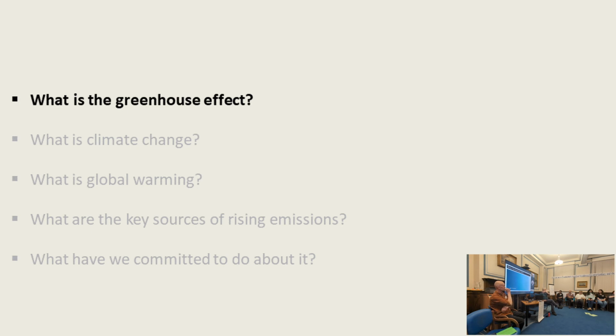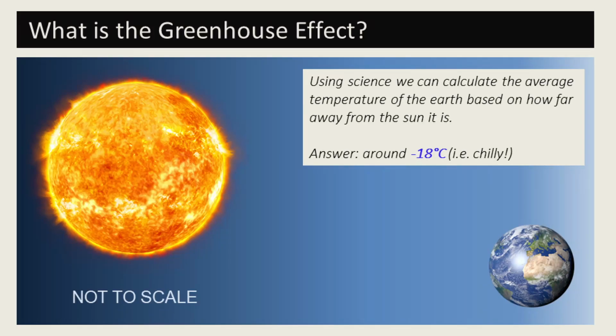So this diagram, if you can see it, is not to scale. Here we have the sun, and here we have the earth where we all live. What we know, just from using basic physics we learned at school, is how far the earth is from the sun, and we can therefore work out what the average temperature of our planet would be, given where it is in the solar system. We can do that for every planet. We work it out, we get the Earth is minus 18 degrees centigrade on average.